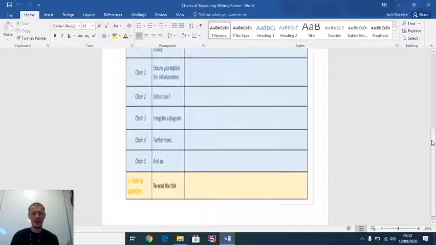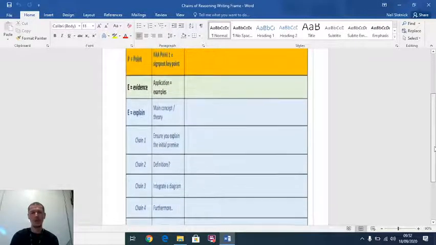We then obviously have our L section. We're going to take what we've said and link back to the question. Don't forget to reread the question before you write your linking back paragraph, and the paragraph has to perfectly address the question. So that's how we recommend chaining up one paragraph.